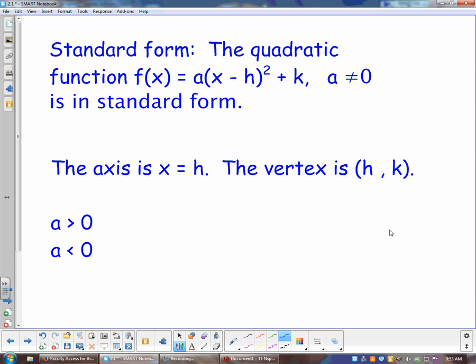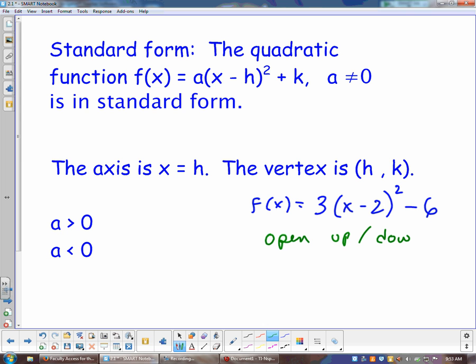All right, so let's give some examples. Let's say we had f of x equaling 3 times x minus 2 quantity squared minus 6. I would like you to tell me, does this open up or down? And I would like you to tell me what the vertex is. And I would like you to tell me what is the axis of symmetry.